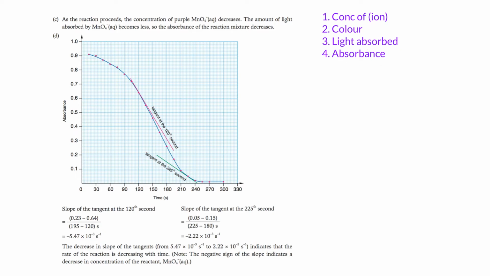So our last part, we're going to find out the instantaneous rate at two different times. One is 120 seconds, one is 225 seconds. As time goes by, you can see that the rate will get lower, and this slope is negative, because it shows the decrease in concentration of the reactants. So both of them will have negative signs. So it will be like that.